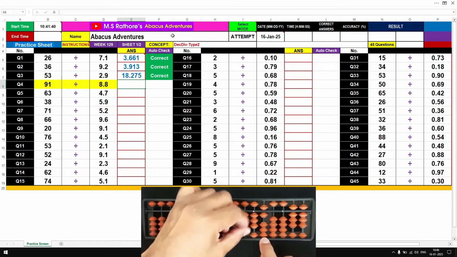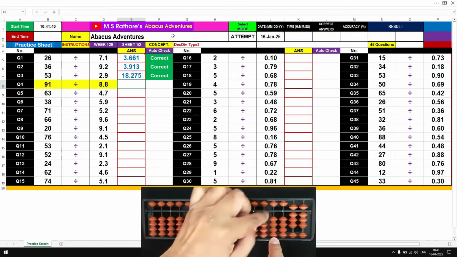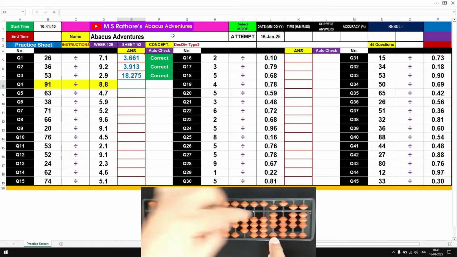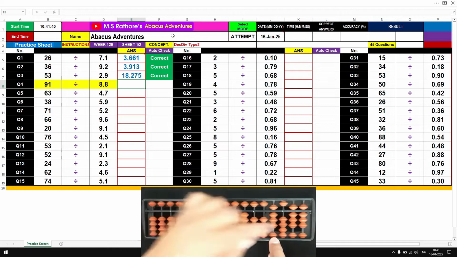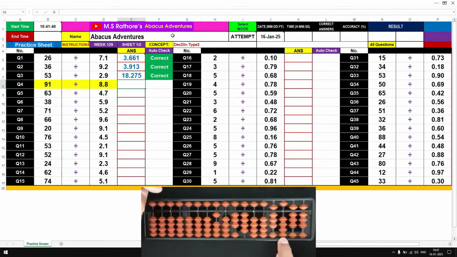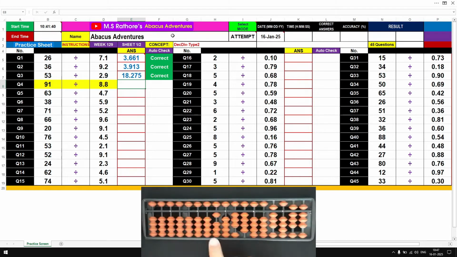8 4s are 32, shifted. 8 4s are 32. Last round, value is 8 now. Since we cannot take 8 ones are 8 because we will get stuck in the next step, we have to go for 8 zeros are 0, shifted. 8 zeros are 0, and the answer is 10.340.